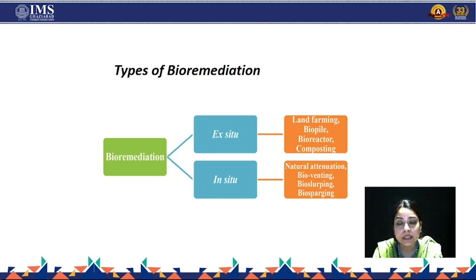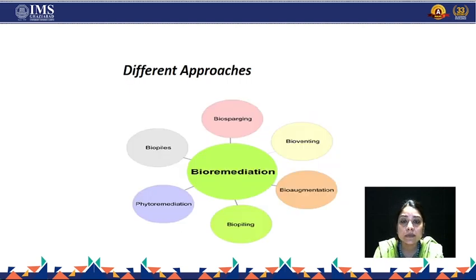And the in situ is the field process, when the treatment is done at the site. Examples like bioventing and biosparging are examples of the in situ process. These are the different approaches: bioaugmentation, bioventing, biosparging, biopiling, and phytoremediation. So these are the different approaches by which we can approach the bioremediation process.